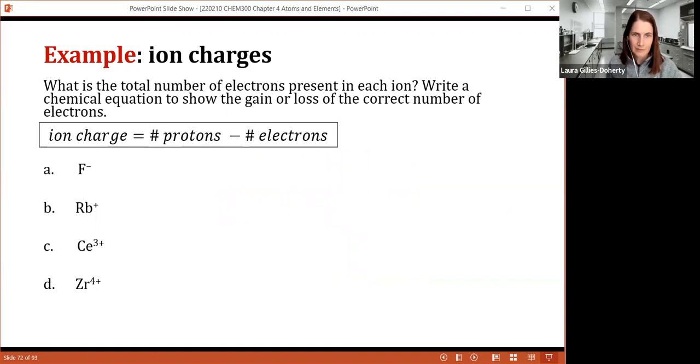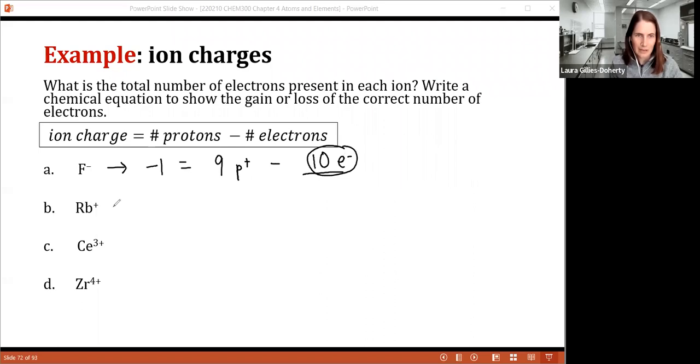Okay. We could also do it a little bit faster by using this equation. I kind of showed you the long way because I want to show how to write those equations. Ion charge equals number of protons minus number of electrons. So if we have a charge of -1 on the fluorine, it has to equal the number of protons. Fluorine always has 9 protons by definition, minus the number of electrons. So 9 minus 10 equals -1. So it has 10 electrons.